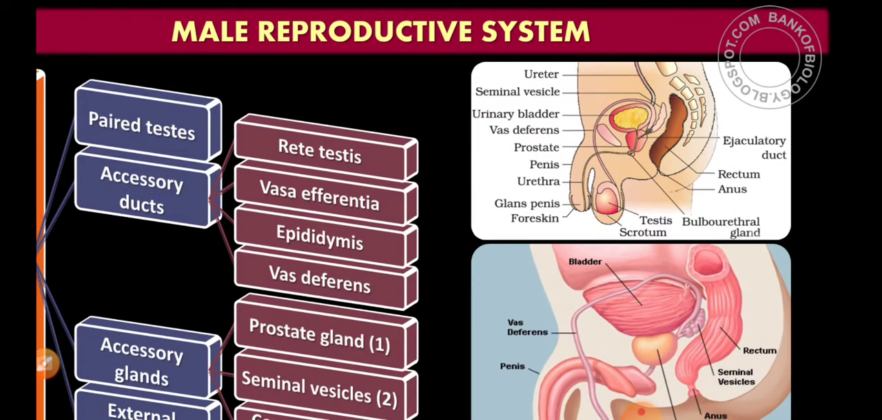But here, along with the reproductive parts, some more structures are shown, like the urinary bladder and the ureter. So it is not a system used only for reproduction; it also helps us in the excretion of urine. How urine forms and is transported from the kidney to here, you already learned in class 11.